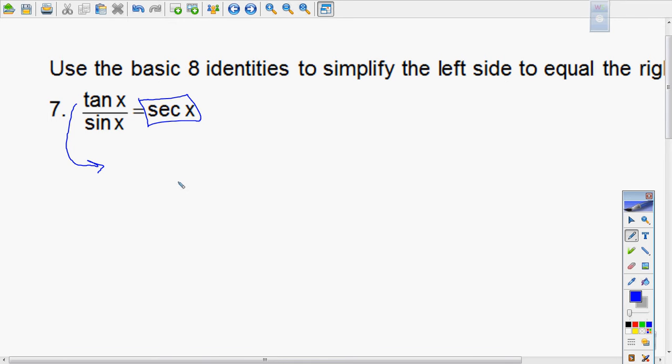If you look at your identities, they're right there, guys. Reciprocal identity? It's a ratio identity, not reciprocal. Look at your ratio identity. From the identity, sine theta over cosine theta? There we go. So tangent becomes sine theta divided by cosine theta. And that's because it's a ratio identity.